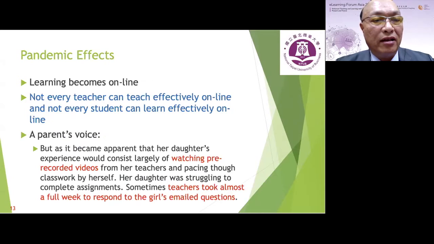The pandemic affects these two kinds of evaluation because much learning becomes online, and not every teacher can teach effectively online, and not every student can learn effectively online. I saw on an online learning blog a parent's voice saying that her daughter's online experience consisted largely of watching pre-recorded videos, with no interaction between teacher and students. Since a teacher has to face many students, the teacher took almost a full week to respond to the girl's email question. That is, the interaction is very little and very slow. Next slide.